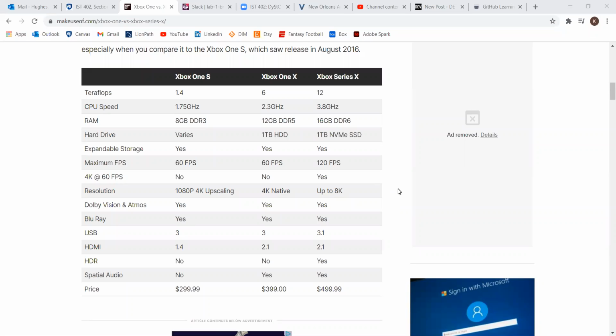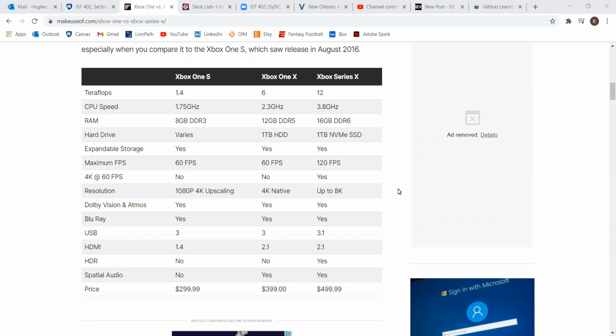Now, on to CPU speed. CPU, Central Processing Unit. It's basically the engine of the console. And you can see the one in the Series X is much faster than the one in the One X. CPU speed has to do with how fast the system can process information it's given.